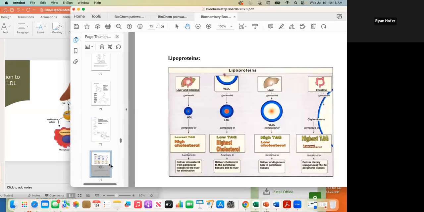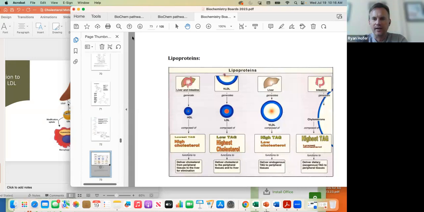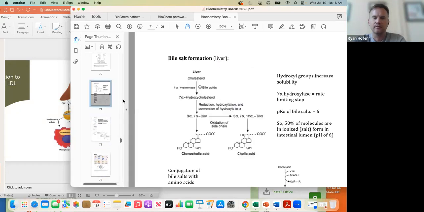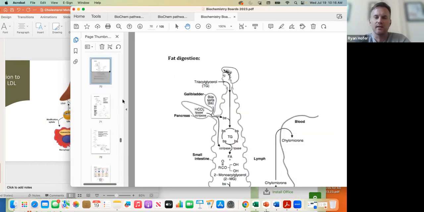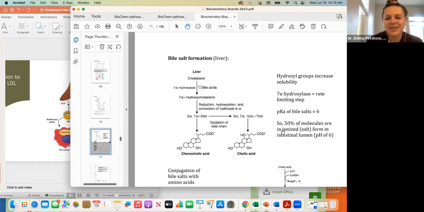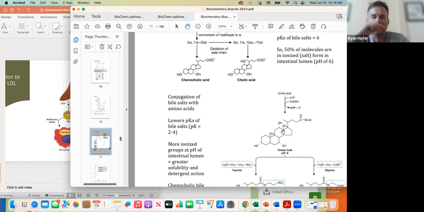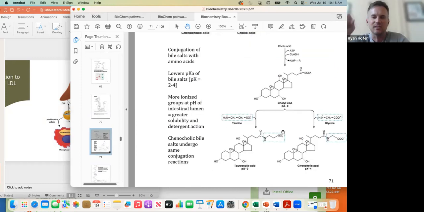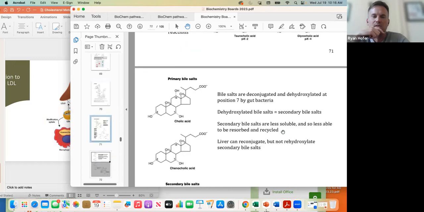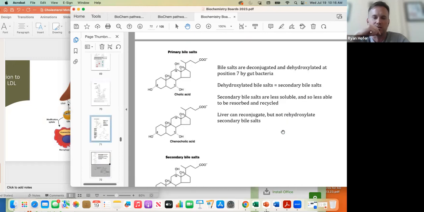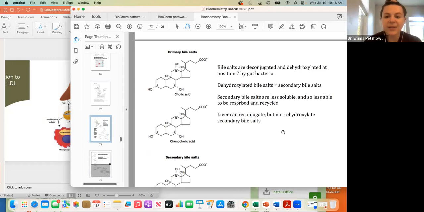I have a question. Yes. So the whole recycling thing, I just don't really understand. It seems to be just this continual loop. If we're always just reabsorbing them, the only thing that breaks that loop is getting it bound to fat and removal through the stool. Through feces, correct.